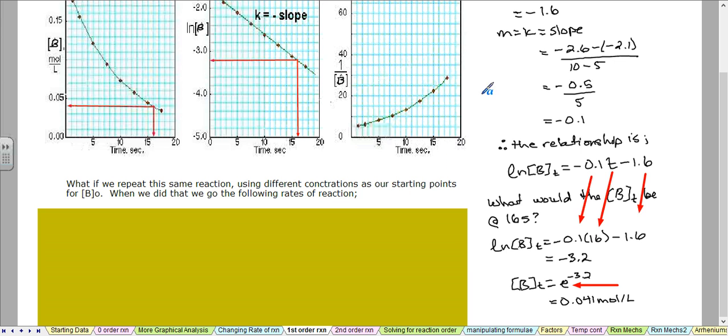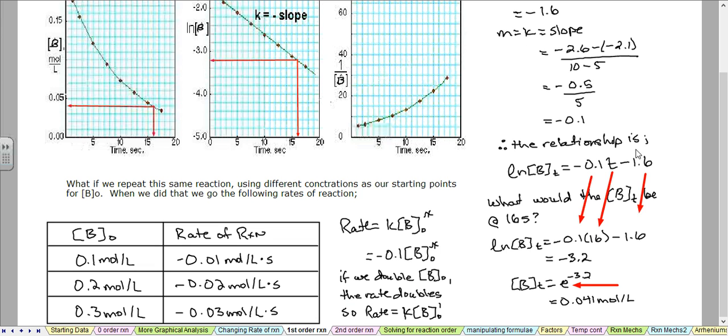Okay, so at this point you've done some more predictions, plugged some more values in, practiced using the different functions on your calculator. So let's take a look at what happens here. When we take a look at changing the initial concentration, we start at 0.1 moles per liter and we changed it to 0.2. We notice something happening here. The rate doubled. When we went from 0.1 to 0.3, the rate tripled.